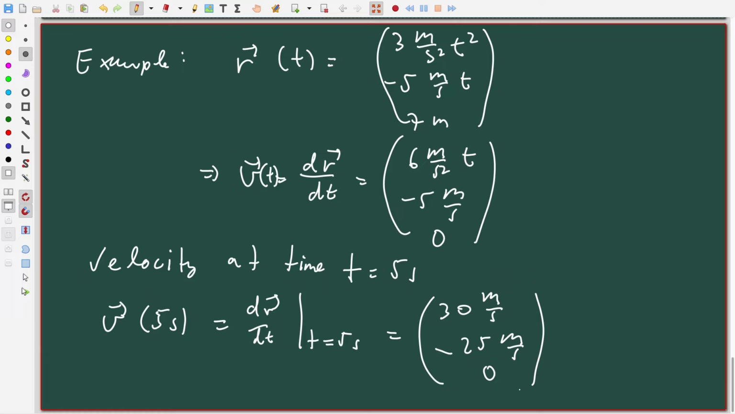So this is in principle everything what you need to know regarding speed and velocity in order to do any kind of calculations with that.